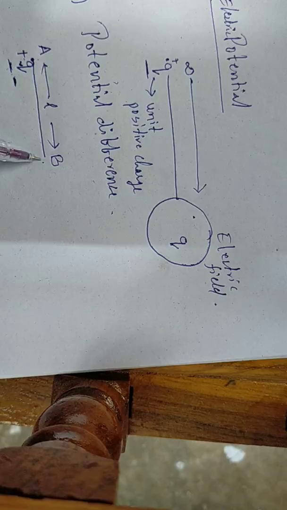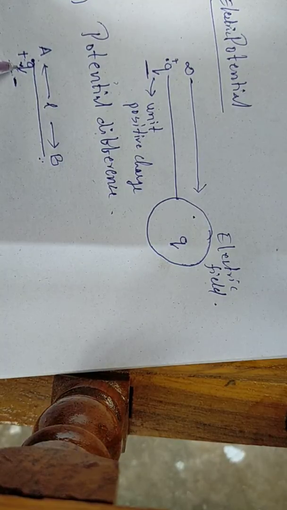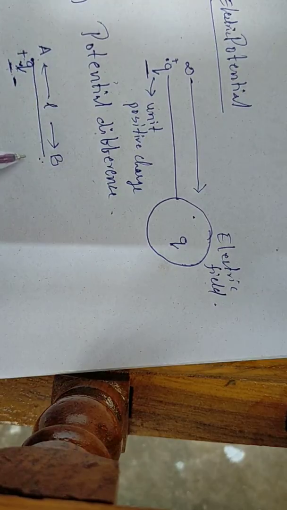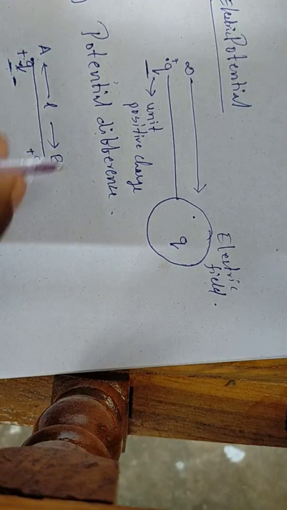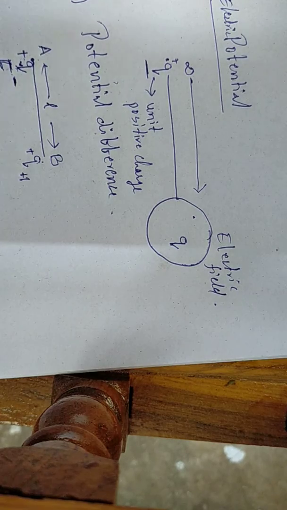It may or may not increase; sometimes it may also decrease, that depends on the situation. Here in this case, we brought it from infinity by doing that work, and it got some potential at point A. Now we are moving this unit positive charge from point A to B, and it is still gaining energy. So here it will have some more energy. Here the energy will be high, here the energy will be low. So there is a difference in the energy, a difference in the potential between these two points.